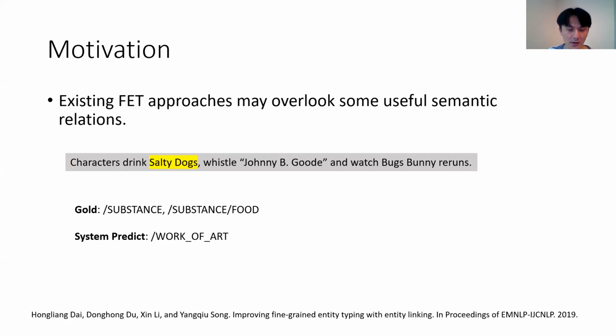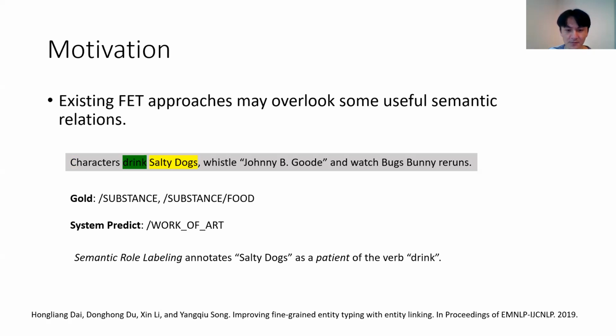Here's another example. In this example, the mention salty dogs is a drink and should be typed as substance food according to the dataset. However, the system incorrectly predicts work of art. We can notice that salty dogs is a patient of the verb drink. Such verb-argument relations can be obtained through semantic role labeling. And if we know that salty dogs is something that can be drunk, then it should be a drink and it should be typed as substance food. However, this verb-argument relation is also ignored by the system.